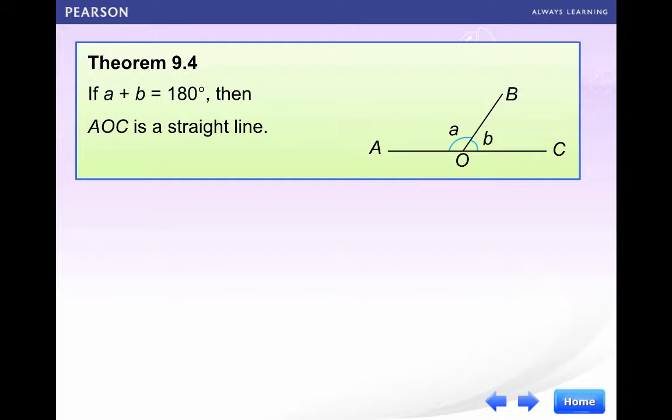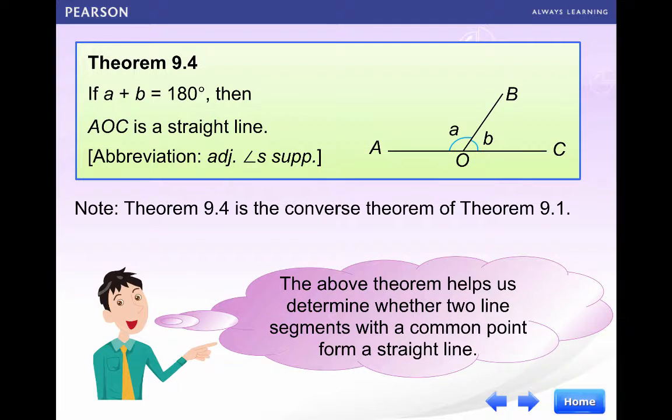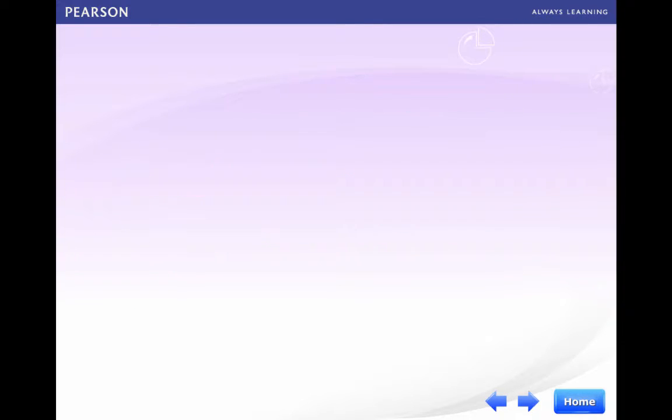We also have another theorem. If we know that a plus b equals 180 degrees, then the line AOC is a straight line. This theorem we call adjacent angles supplementary. Because we know that the sum of the angles is 180 degrees, we prove that the line is a straight line. It is the converse of theorem 9.1. So remember not to mix it up. Let's see how to prove it.